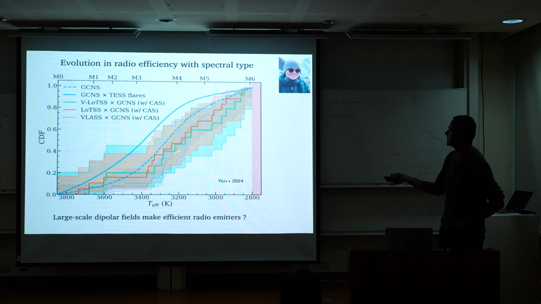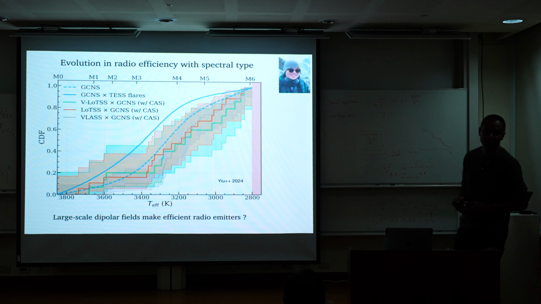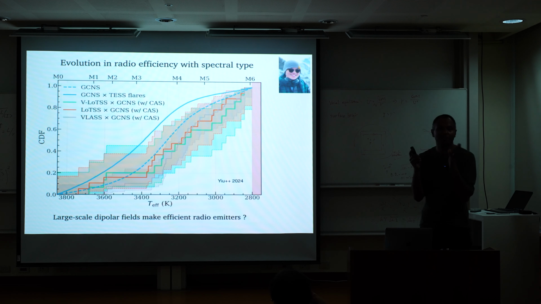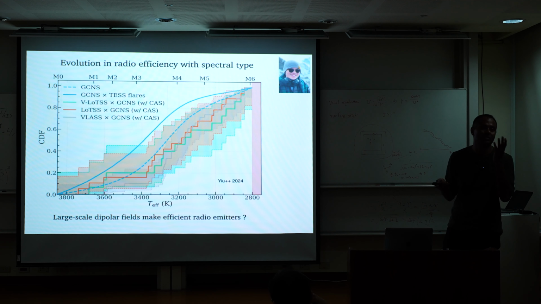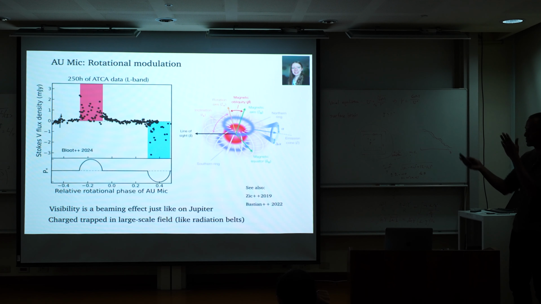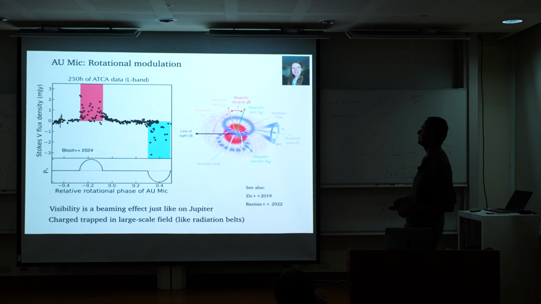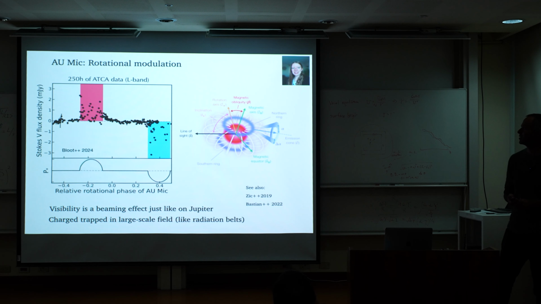And so you can clearly see that some of these actually deviate. So you can see that there is some evolution with spectral type. One thing we postulated was that it's probably the existence of these large scale dipole fields in M dwarfs which is making them very bright in the radio. So let's test it on one star. We picked AU Microscopii. It's a young M dwarf.